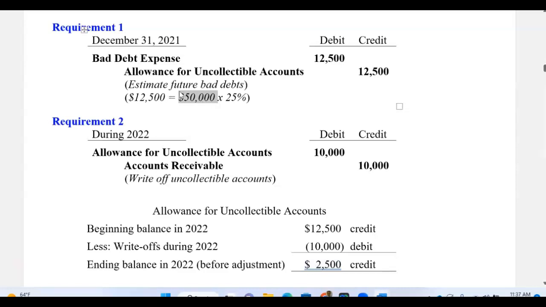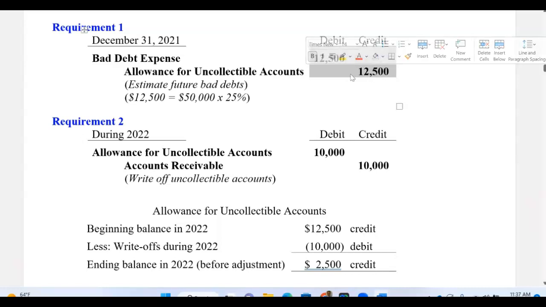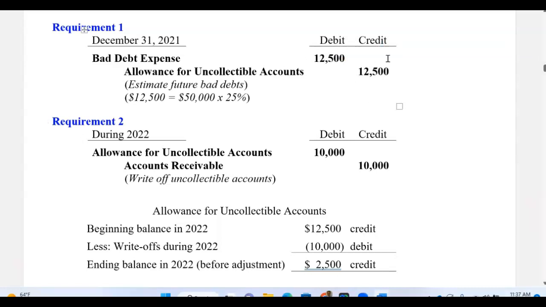Here, why we calculated 50,000 times 25%, that's 12,500, and we just did 12,500. Why did we use 12,500 exactly? Because the balance in the allowance for doubtful account is 0. So 12,500 minus 0 is 12,500. That's why we did 12,500 in here. Because after deducting the $0 balance on the credit side, we still need to do 12,500, no matter what.